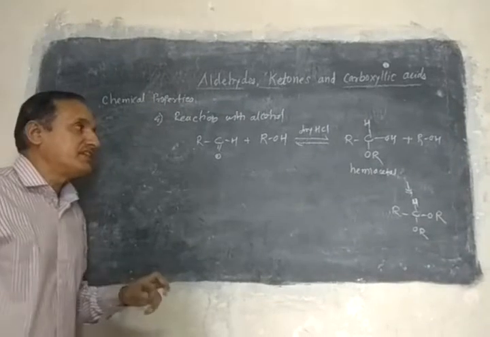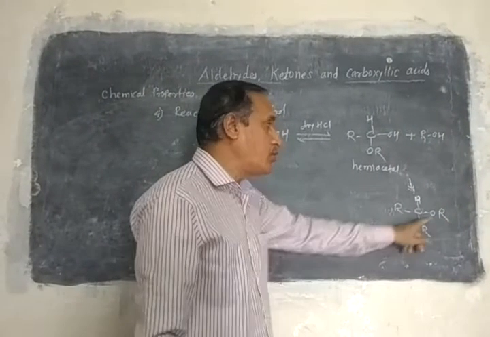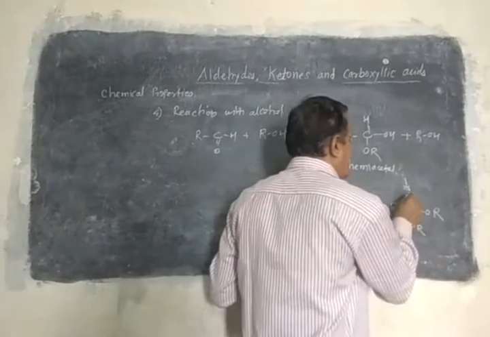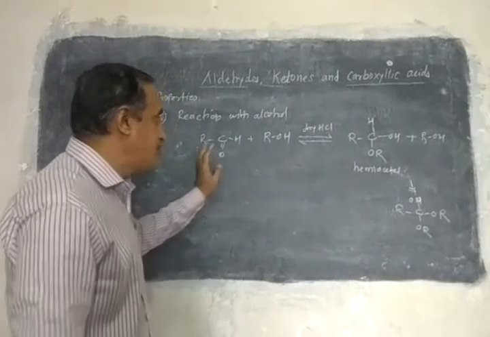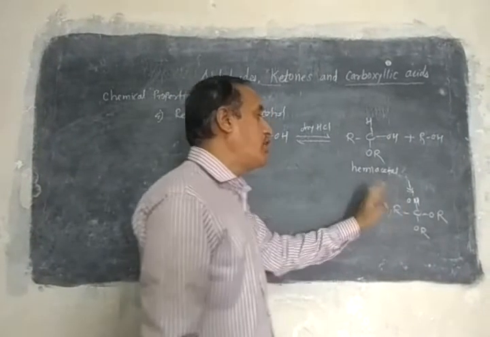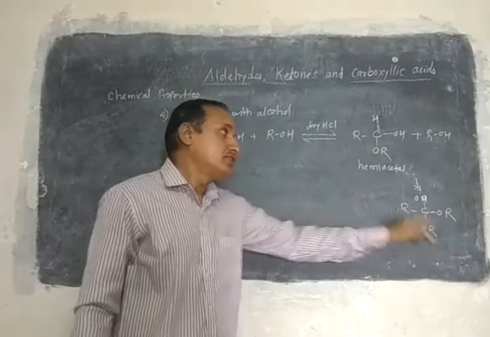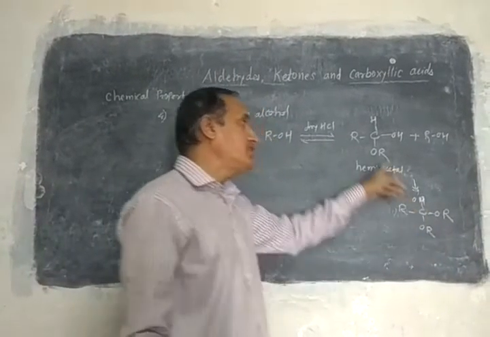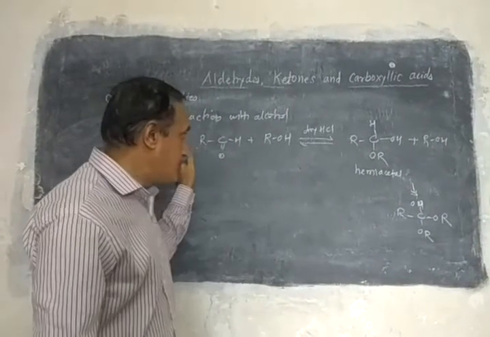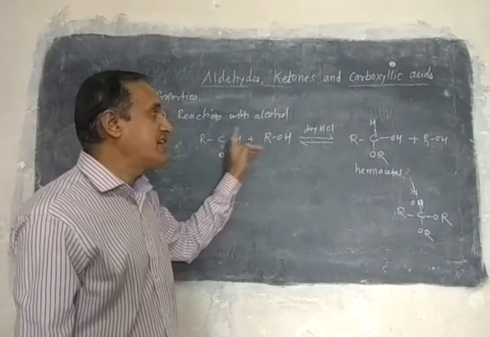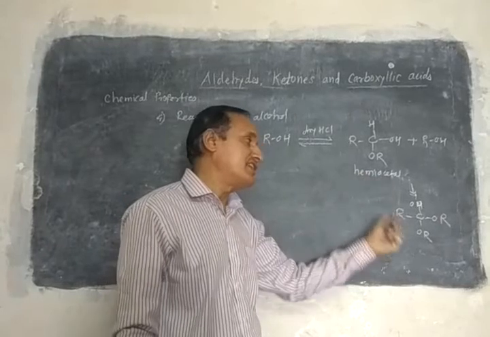So here we get the dialkoxy alcohol. Sorry, put it here: dialkoxy alcohol. So in this reaction, first it forms the hemiacetal, and now here we get the diacetal. So here dialkoxy alcohol, here alkoxy alcohol. So if aldehydes react with alcohol, it forms first the hemiacetal, and then afterwards the acetal.